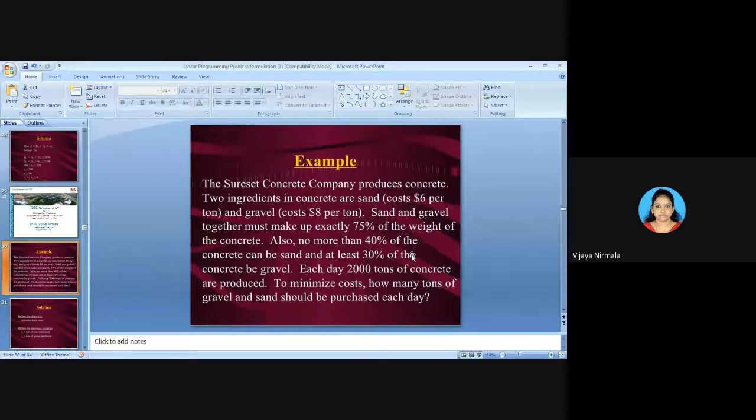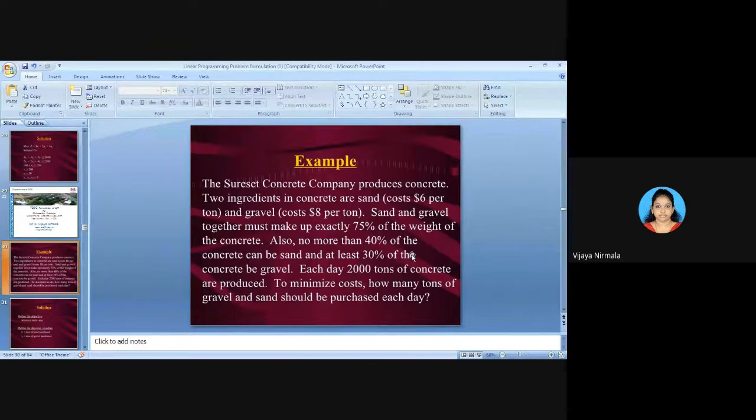The Sure Set Concrete Company produces concrete, and the ingredients they use to produce concrete are sand and gravel. The cost of sand is 6 rupees per ton, and gravel is 8 rupees per ton. Up to here you understood, right? And the remaining things are the constraints that they have given.